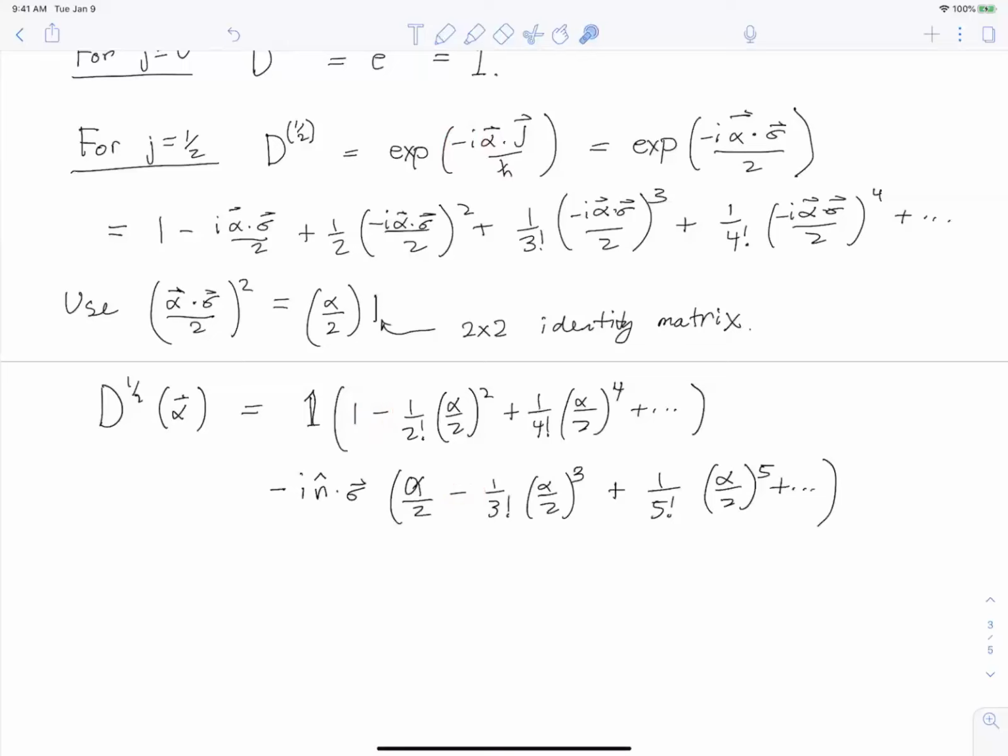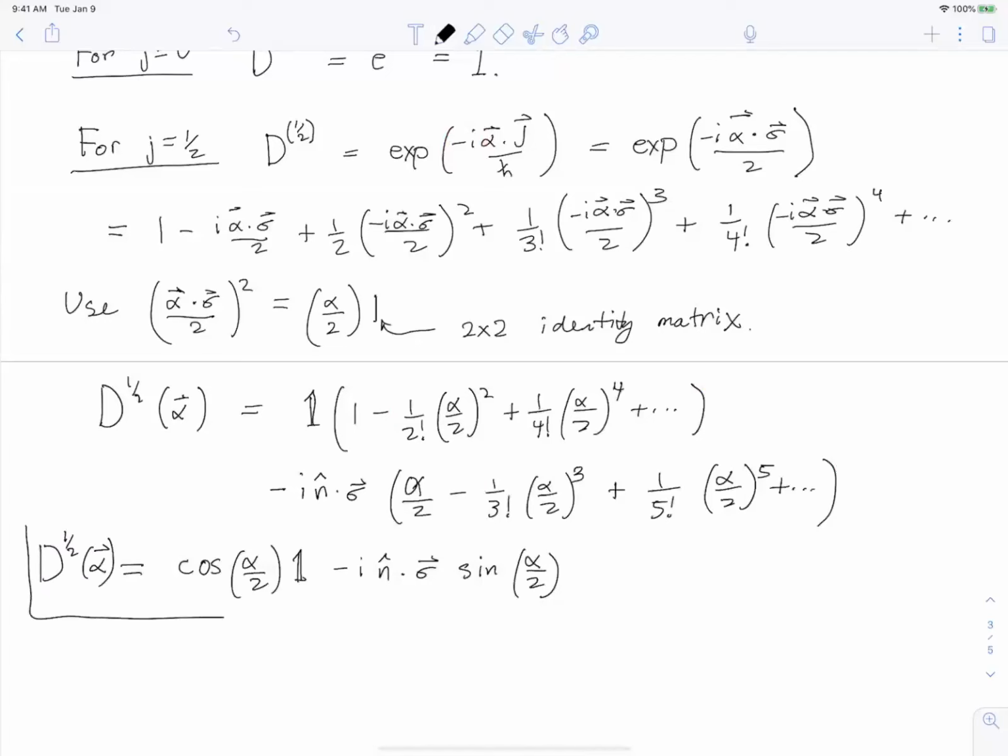And now we can recognize this as the cosine series, and this is the sine series. And so we can put this together as cosine alpha over 2 times the 2 by 2 identity matrix minus I n hat dot sigma, the Pauli matrix, times sine alpha over 2. Okay, and so this is d1/2 of alpha.